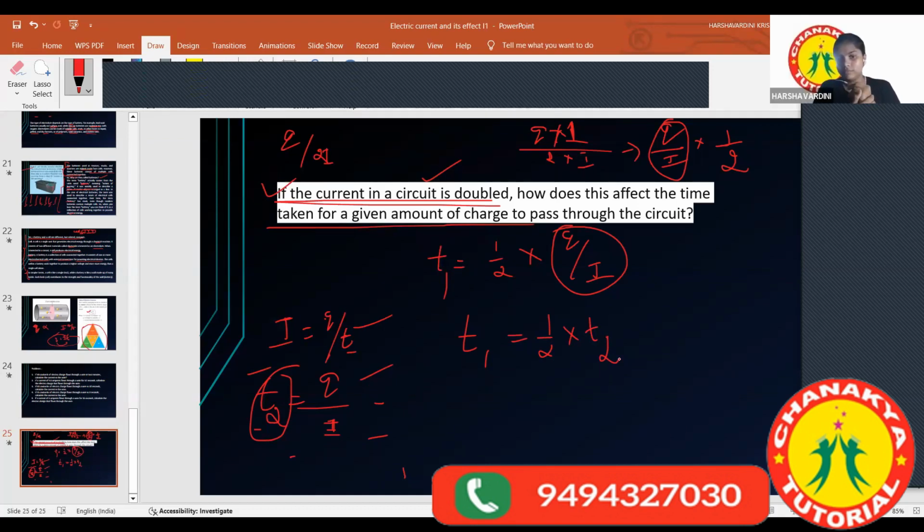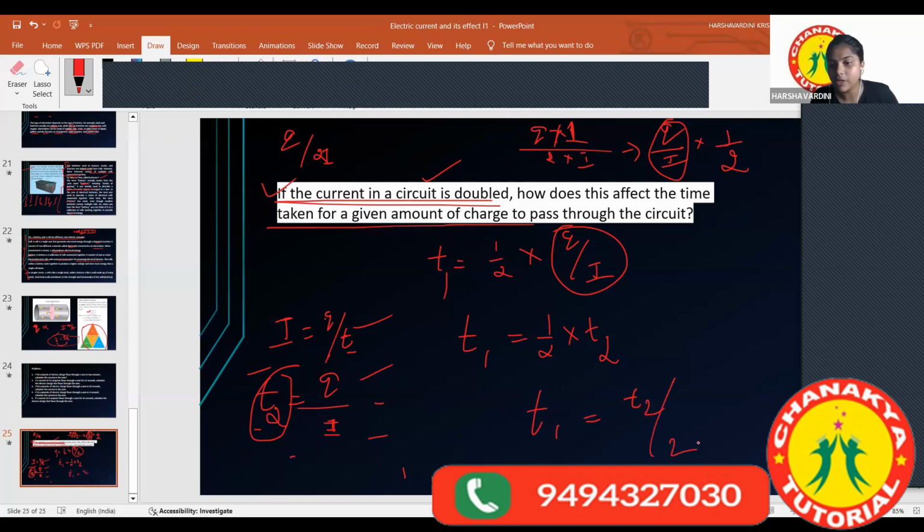Okay, ma'am. But the point is, did you all understand how it is Q by I? T2 is equal to Q by I. It's from the normal general formula. I'm converting that, just cross multiplication. Now, did you all get it? Hence proved, right? T1 is equal to T2 by half.